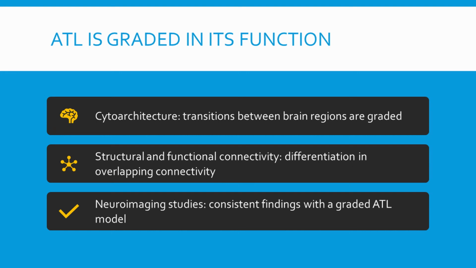So the original hub and spoke model that we've been talking about so far did not include anything about the subregions of the ATL. However, there has been new evidence that indicates that the function varies in a graded manner across the ATL subregions. And this evidence is based on 3 different clues. So the first clue is that the graded function variation comes from cytoarchitecture. This is the cellular composition of the brain tissue.